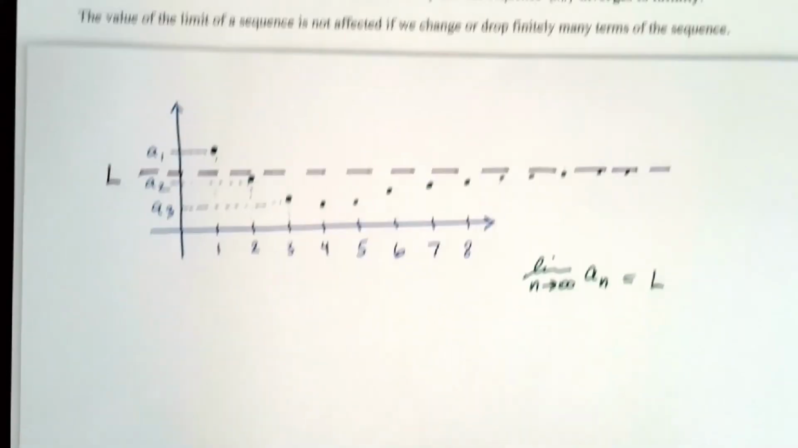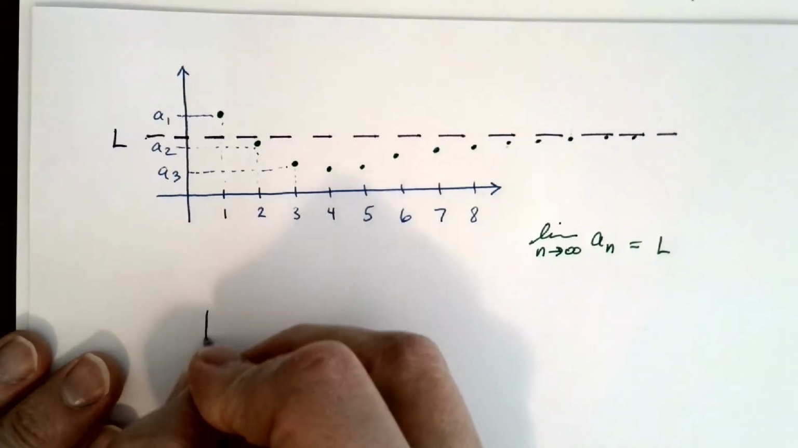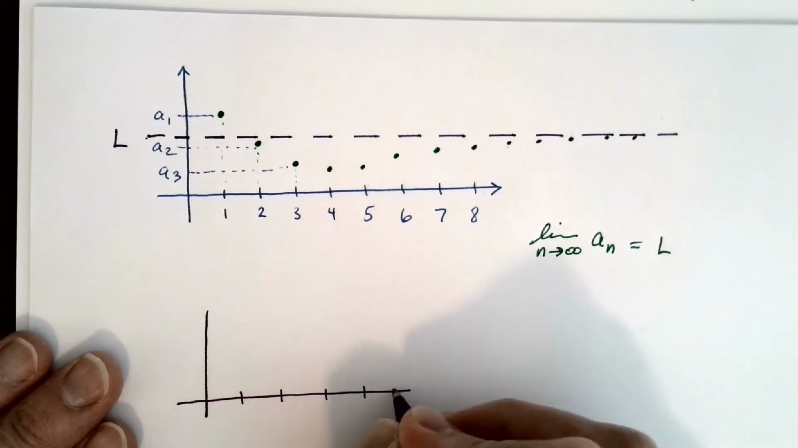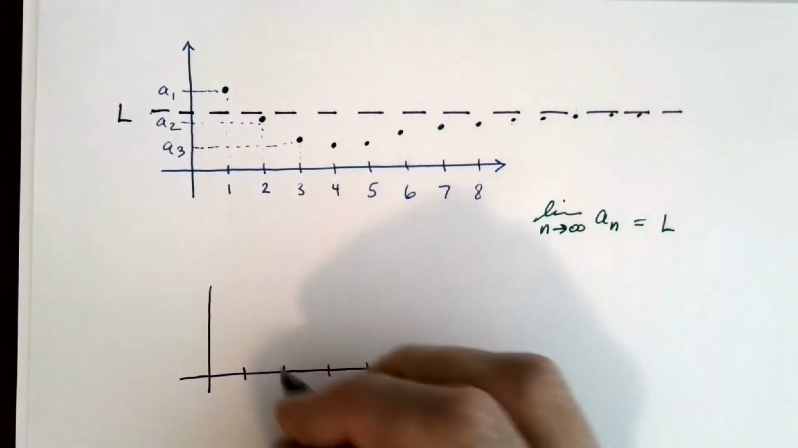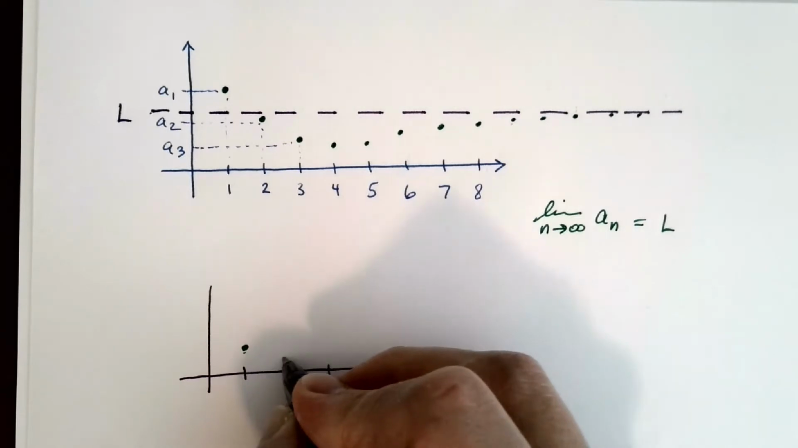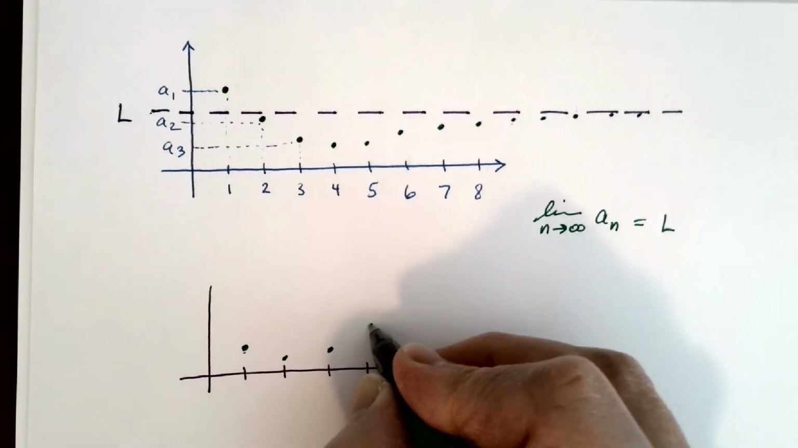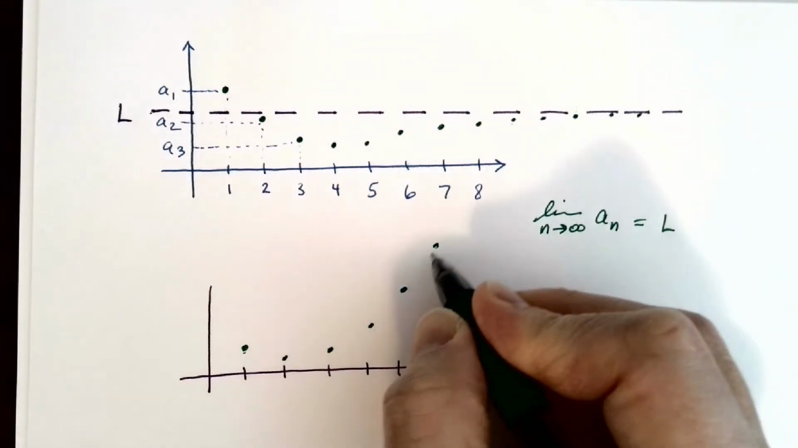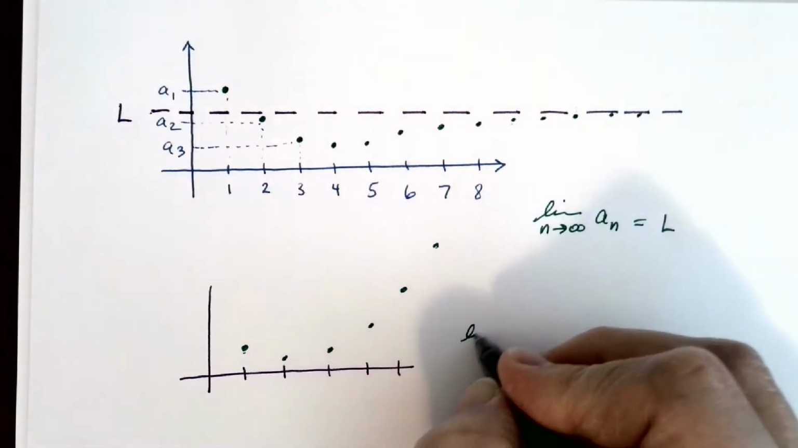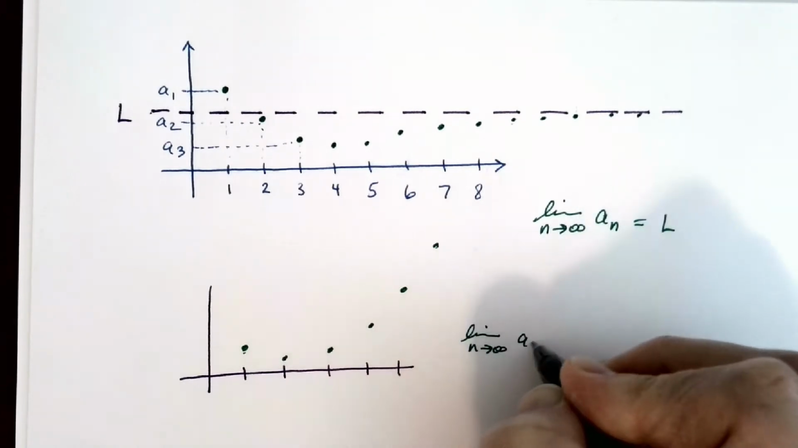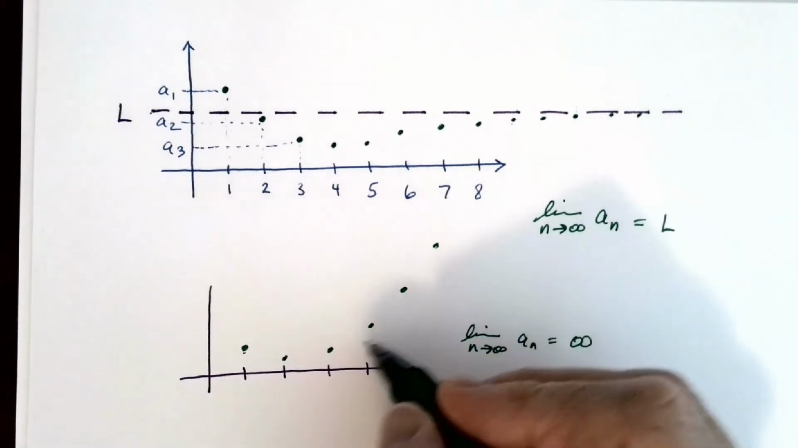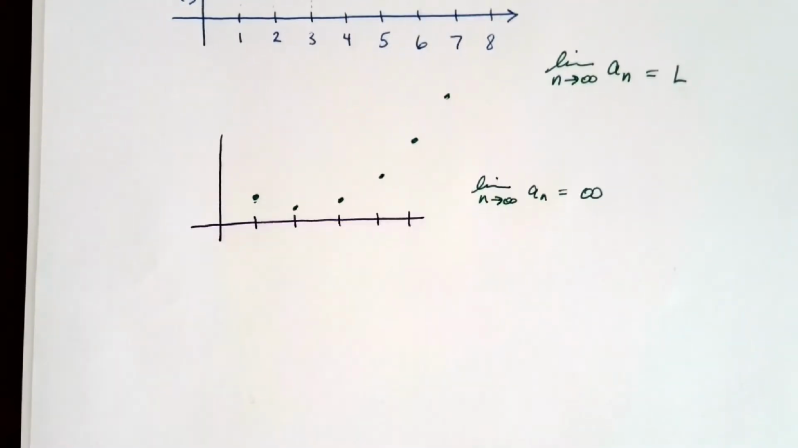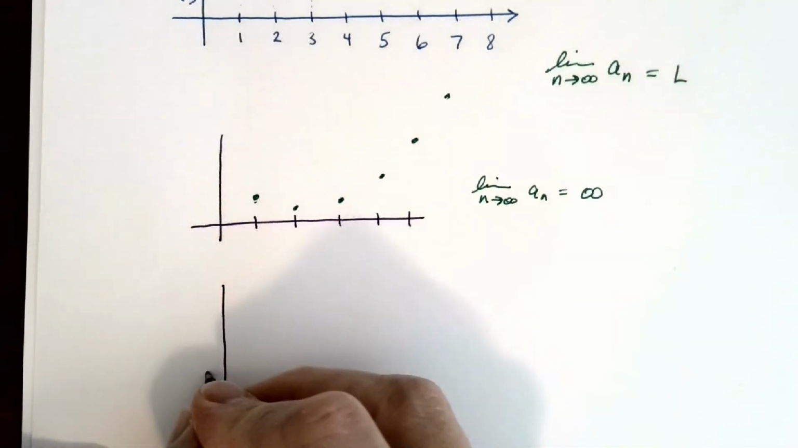On the other hand, suppose our sequence were to look something like this. It just keeps going up, up, up, up forever, right? If these are a sub n's, we could say the limit as n goes to infinity of a sub n could be infinity. We never settle, never get close to any horizontal line. Another situation where a limit does not exist.